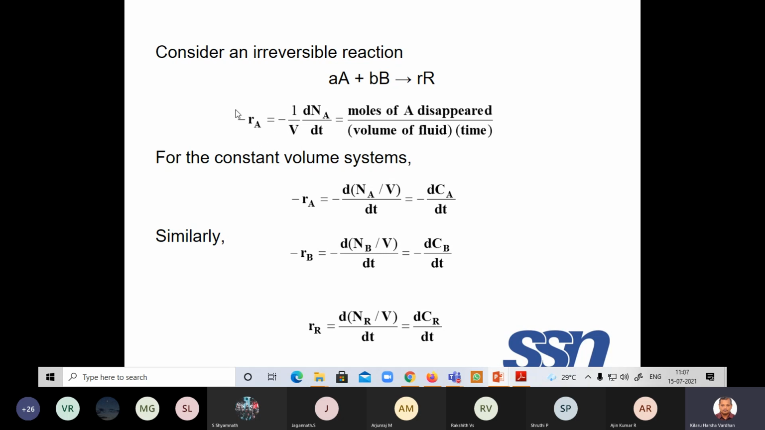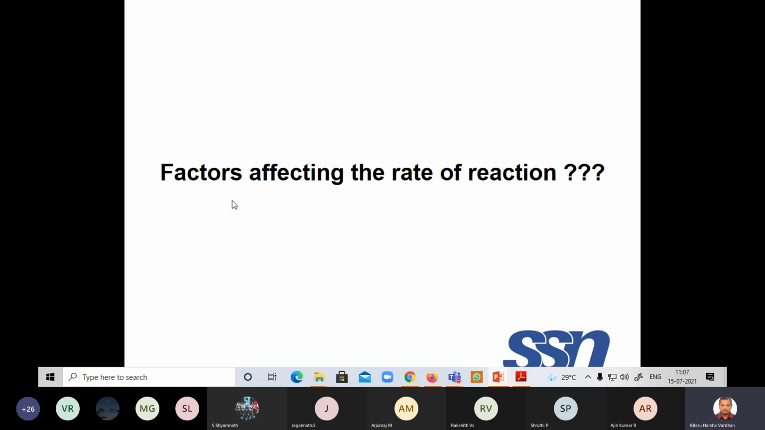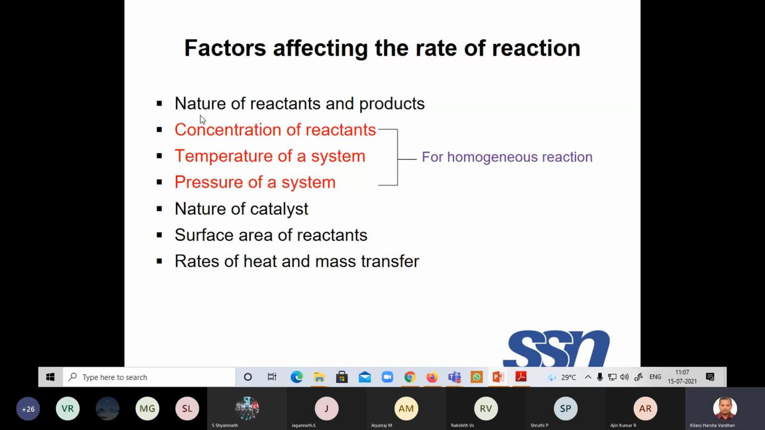This rate depends on a lot of factors. On what factors does this rate depend, right? That is what we will be seeing today. Factors affecting the rate of a reaction. One, the nature of the reactants and the products. Based on the nature of the reactant, your rate will change. Not only that, the concentration of the reactants.